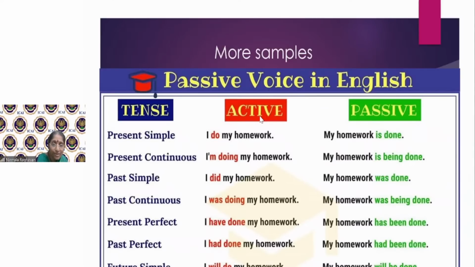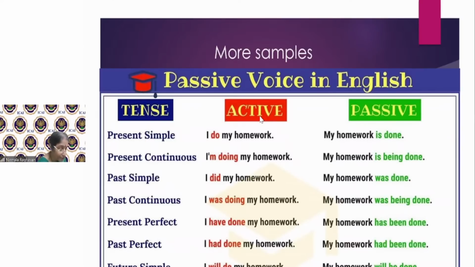Present continuous. I am doing my homework. My homework is being done. Past simple. I did my homework. My homework was done. Yeah, Subhadeep, you're right. I was doing my homework. My homework was being done. By me is understood. I have done my homework. My homework has been done. Past perfect. I had done my homework. My homework had been done. So that is the only biggest change that you need to remember when you change.